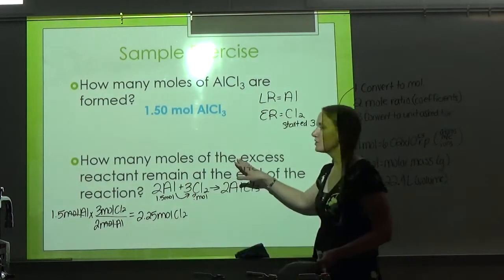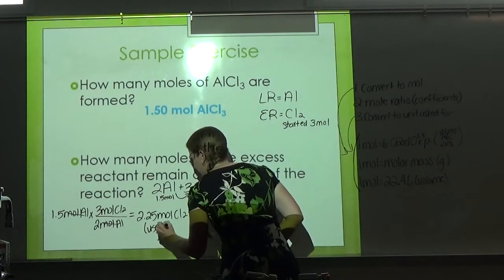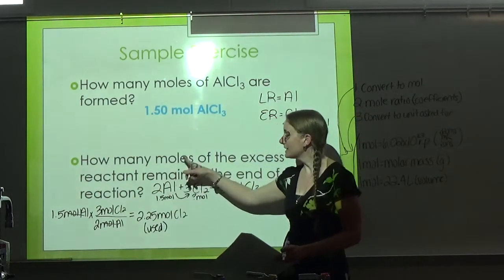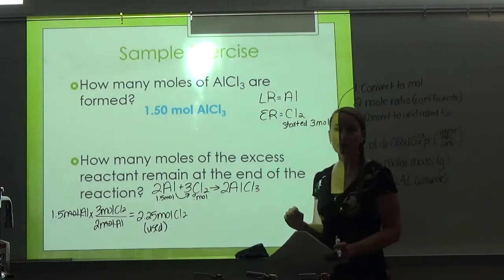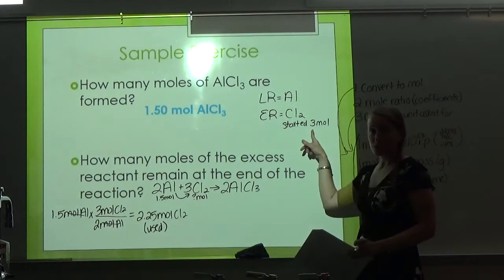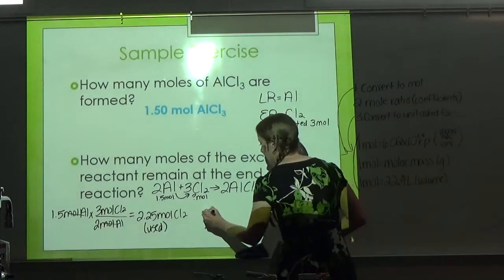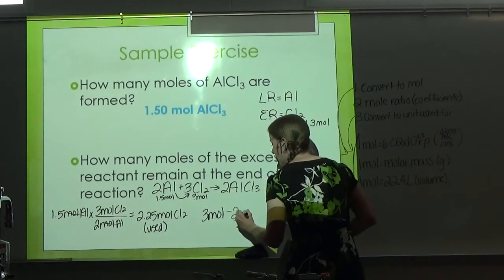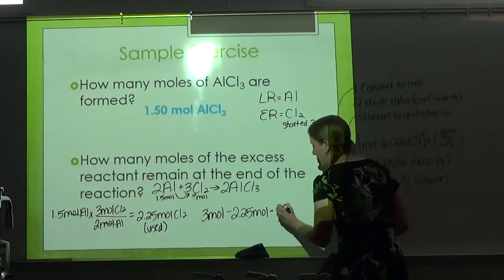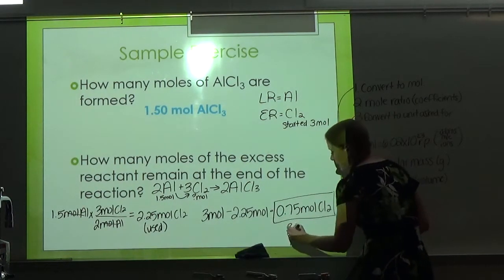Now this isn't the answer to this question. This is how much was actually used. Because in order for the 1.5 moles of aluminum to react, it needs 2.25 moles of chlorine. So that's not how much is left over. I started with 3 moles. That's how much I used. So I need to subtract to get how much is left over. So I do my 3 moles minus my 2.25 moles. And then I end up with, of course, 0.75 moles of chlorine. And that is my excess.